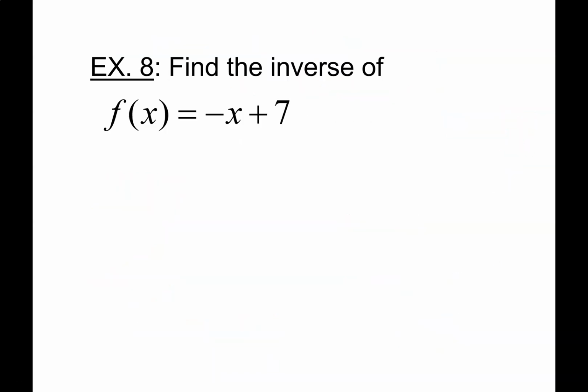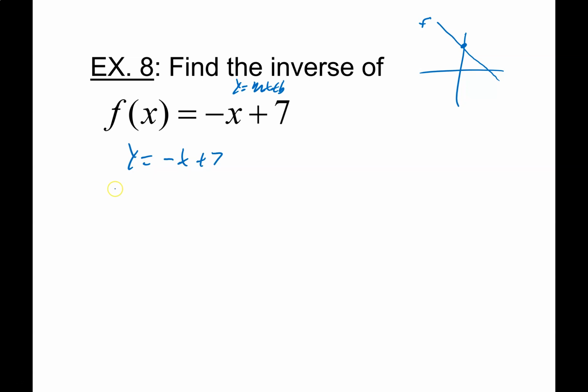Okay. Again, I have a graph here. Negative x plus 7. That is a line of the form y equals mx plus b. It has a y-intercept at 7 and a slope of negative 1. It looks something like this. Here's my f. So it is 1 to 1. It passes the vertical line test. It passes the horizontal. So let's go ahead and find our inverse.